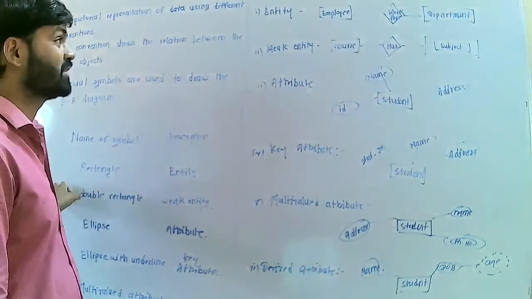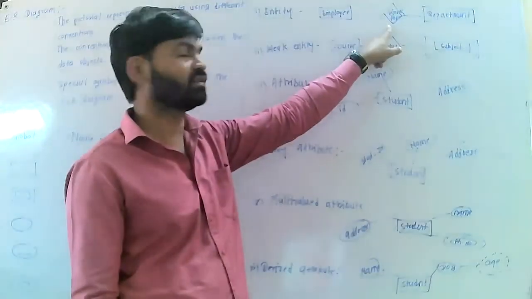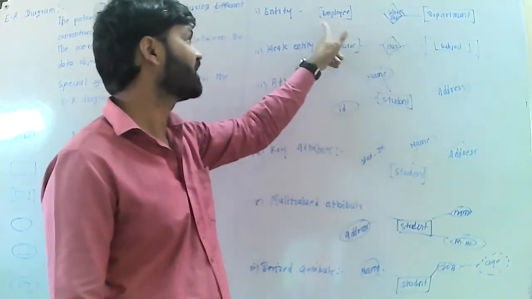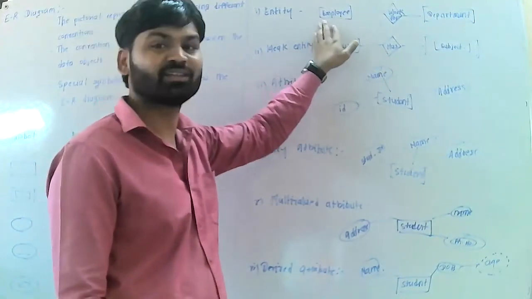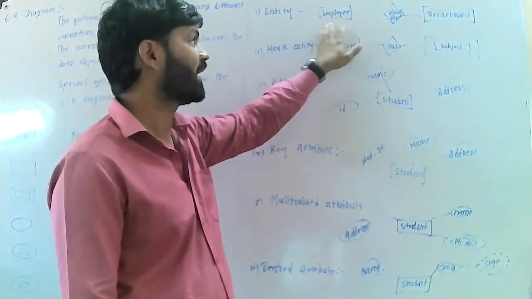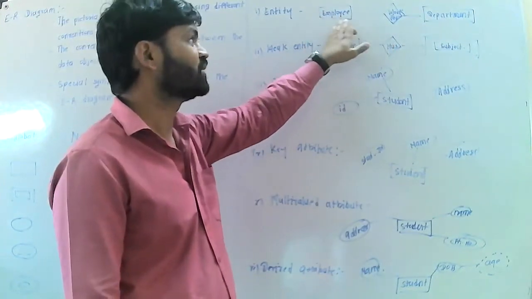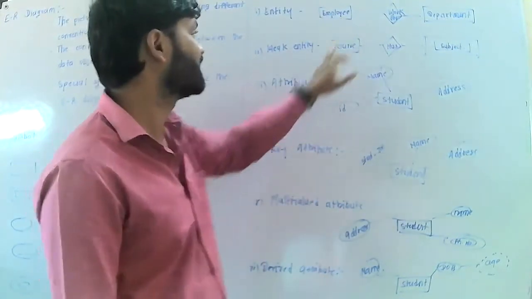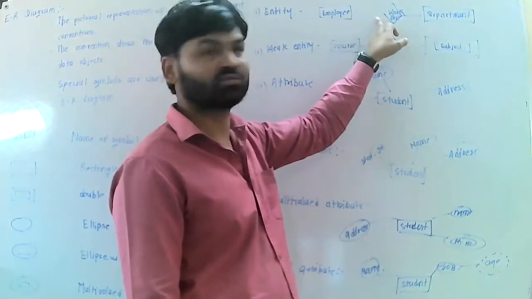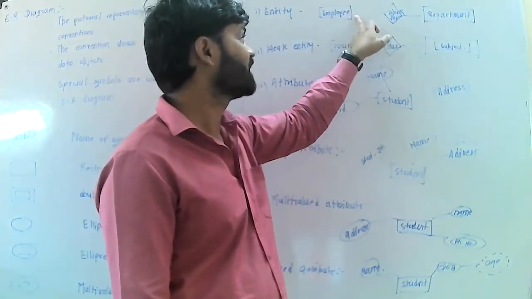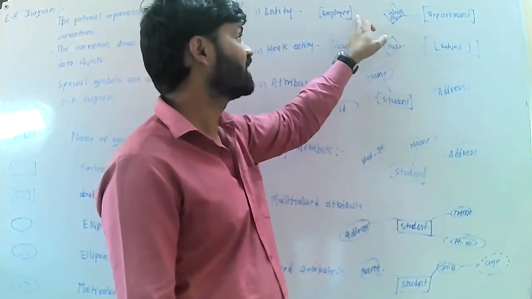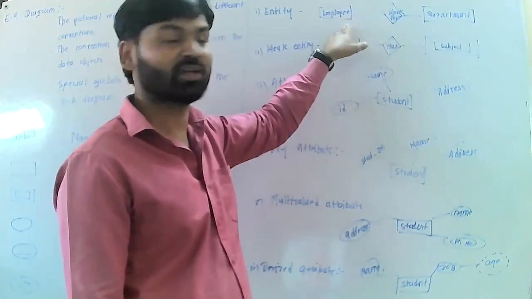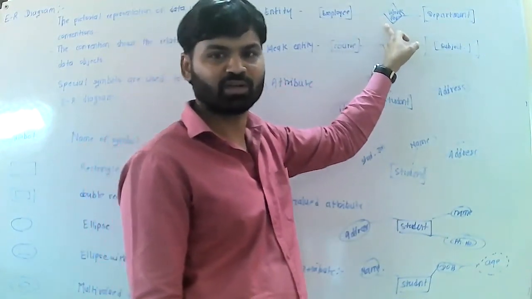Which symbols are used here? First one is your diamond, which shows the relation between the two entities. And rectangle. Rectangle is used to show the entity. Then this is the line. The line is used to draw the relation between the relationship and your entity. This is nothing but the flow of your entity.